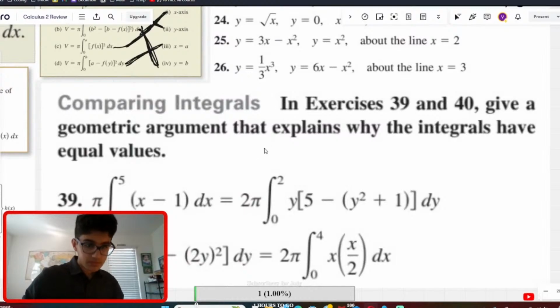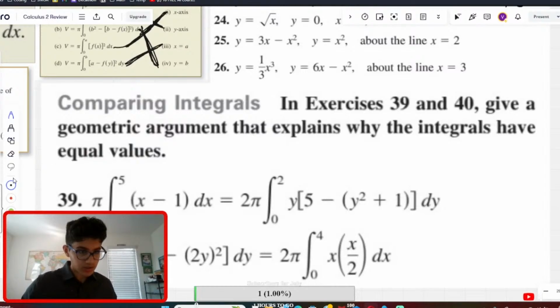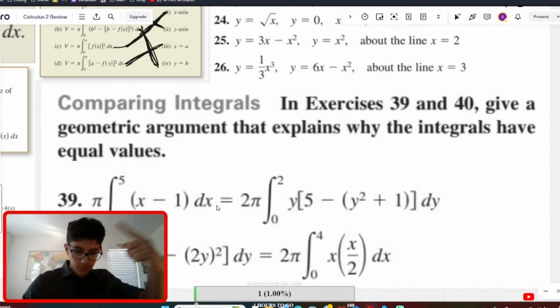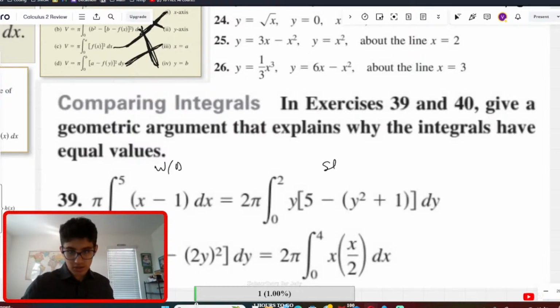Okay, over here, note that there's a pi in front, not a 2 pi. So this is probably a washer or disk method type of thing. And over here, there is a 2 pi. So this is the shell method. You have to explain why they're equal. Over here, we're taking dx. So you're probably revolving it about the x-axis, because this is washer or disk, right? So washer or disk, this is the shell method.